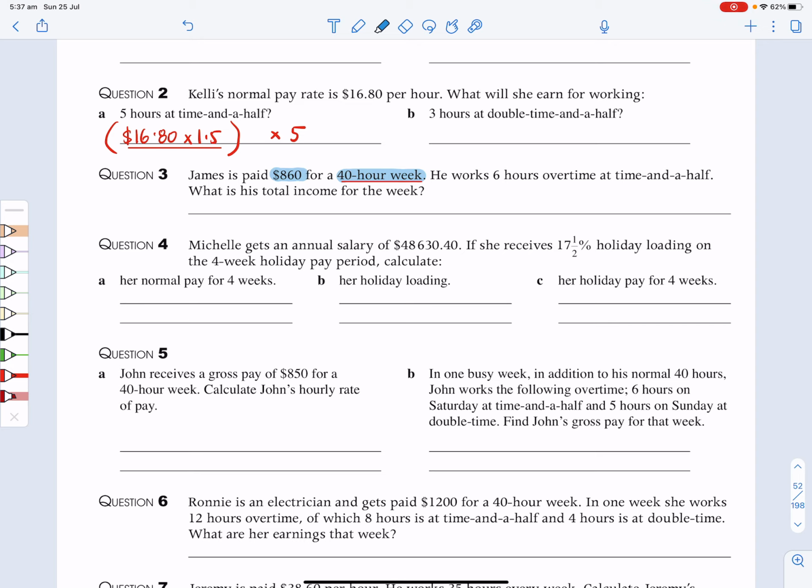So $8.60 divided by 40 will tell you his regular hourly rate. And now the question says he works 6 hours overtime at time and a half. So you just continue the question as normal once you've got this answer over here.